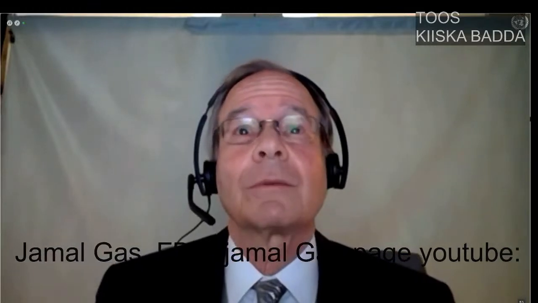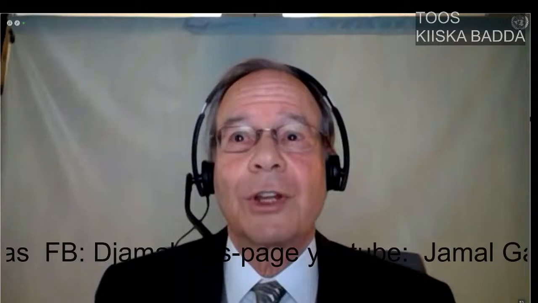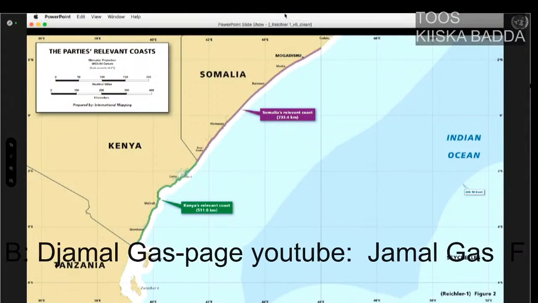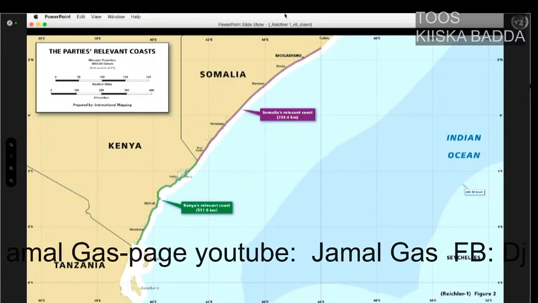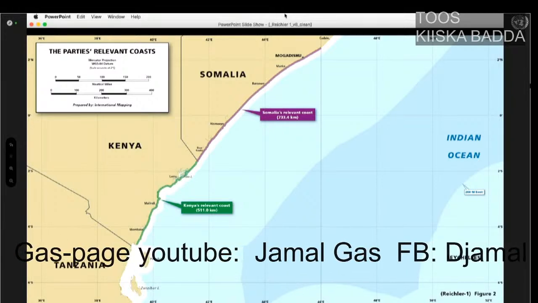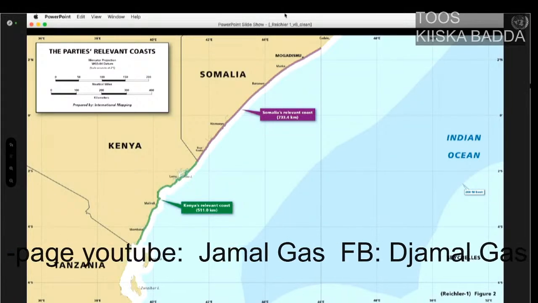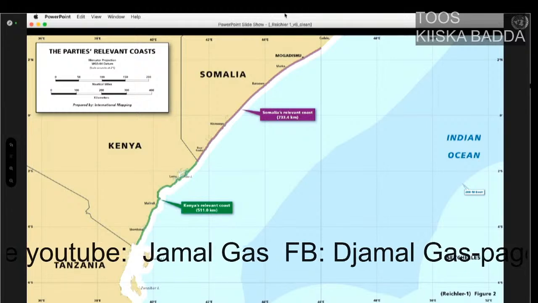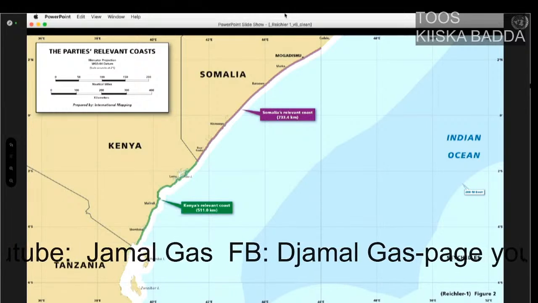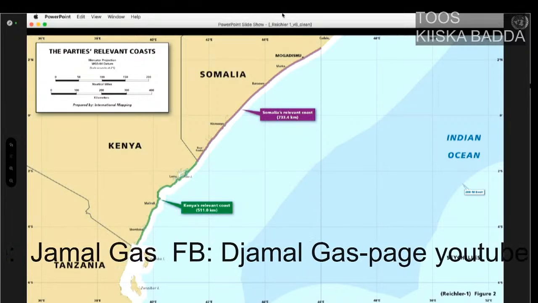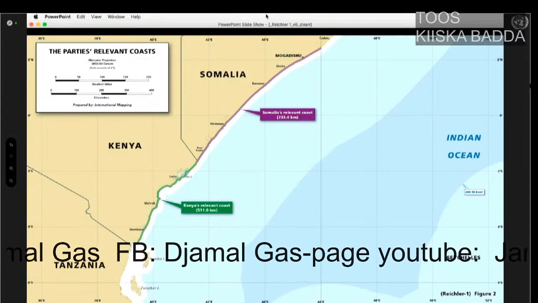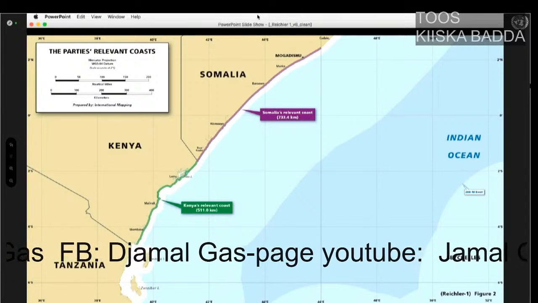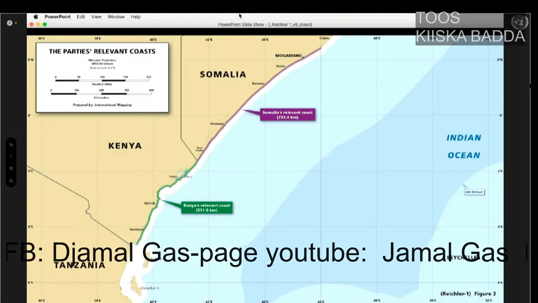The parties are in agreement in their definition of the relevant coast for purposes of this delimitation. They agree that Somalia's relevant coast extends from just north of Mogadishu southwestward to the land border with Kenya, a distance of some 733 kilometers, as shown on this slide and at tab 46. Kenya's relevant coast runs in the same direction, to the southwest, from the border with Somalia for a distance of approximately 511 kilometers until it reaches the border with Tanzania.